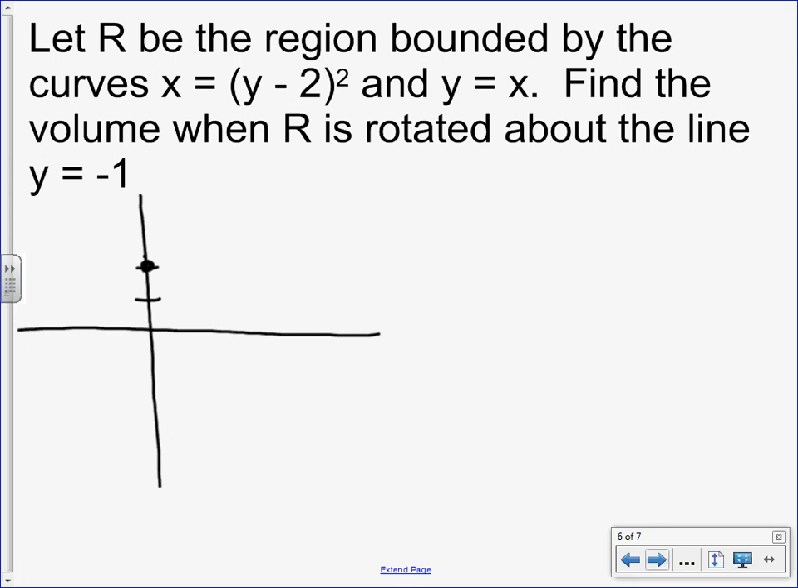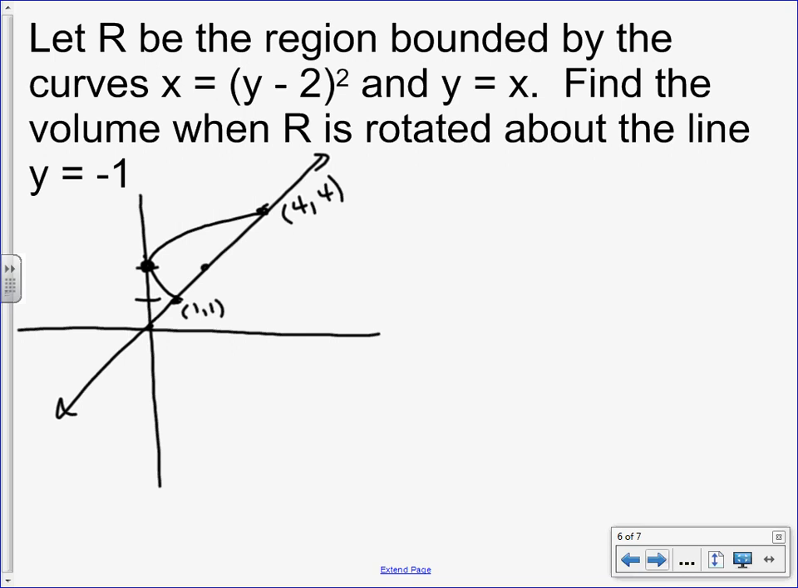Y equals x. Where is this intersecting? 1, 1. 4, 4. If you're not sure, or if you did not do it algebraically, I would plug it in. 4 equals 4 minus 2 squared, which is 4. So they both work, right?